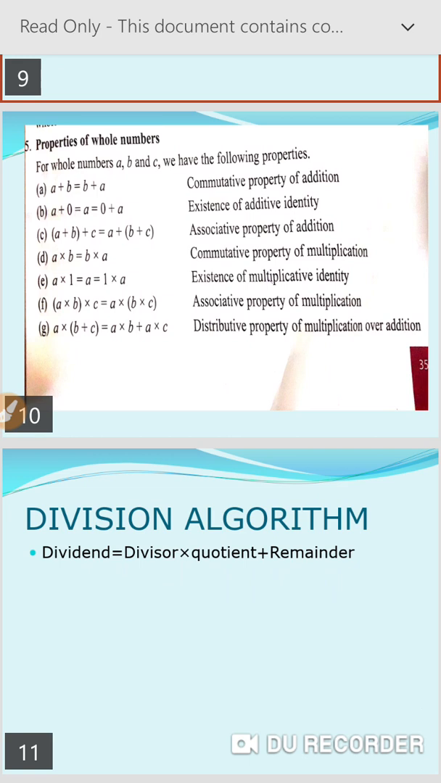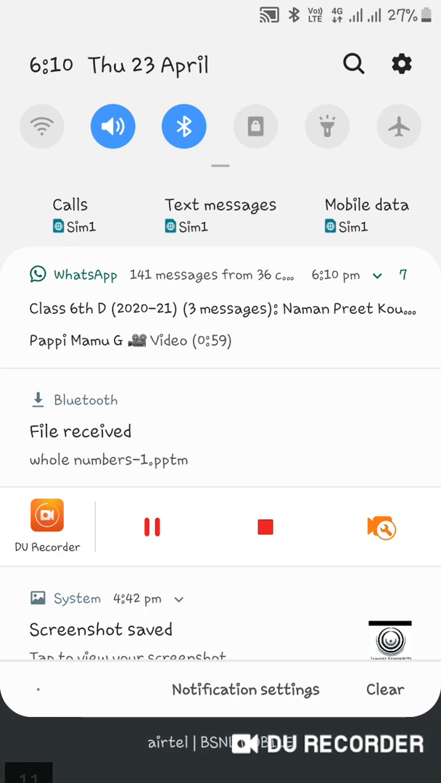Next is the distributive property. Multiplication of one number by the grouping addition of other numbers is equal to a multiplied by b plus a multiplied by c. Last but not the least is the division algorithm: dividend is equal to divisor into quotient plus remainder. Hope you understand everything.